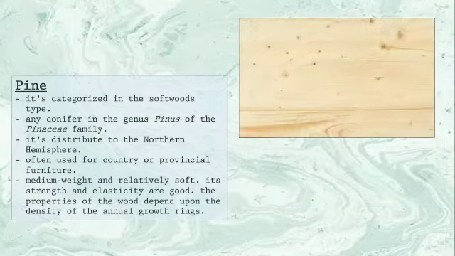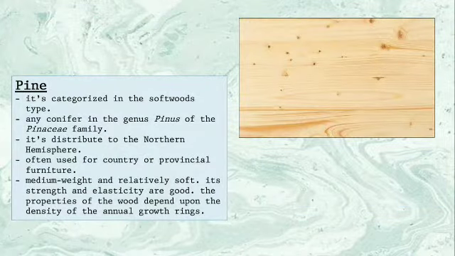Lastly, for softwood, the example is pine. Pine is any conifer in the genus Pinus of the Pinaceae family. As with other coniferous wood, the properties of the wood depend upon the density of the annual growth ring. The higher the proportion of summer wood, the heavier and harder the wood.